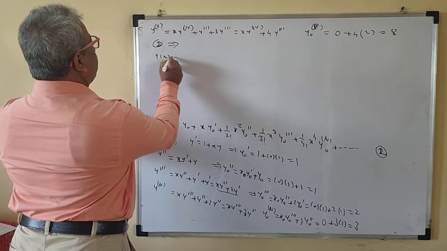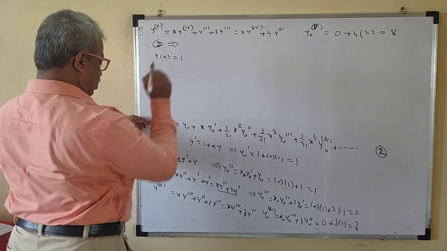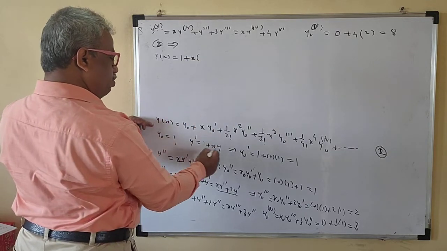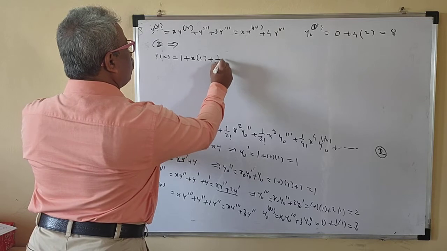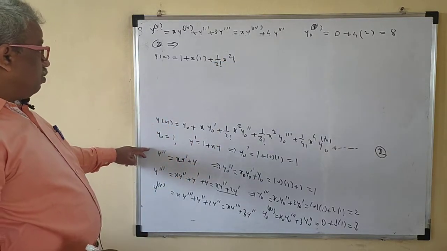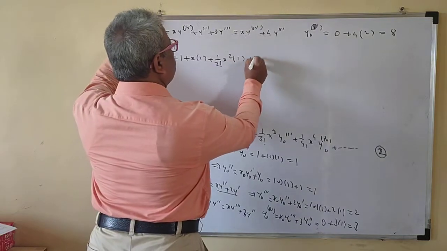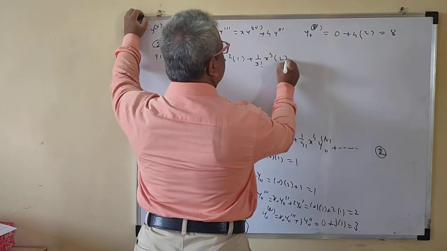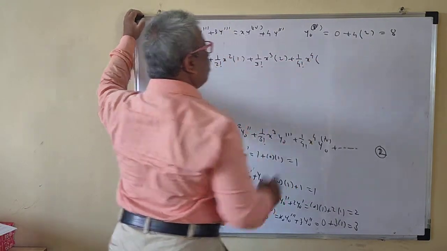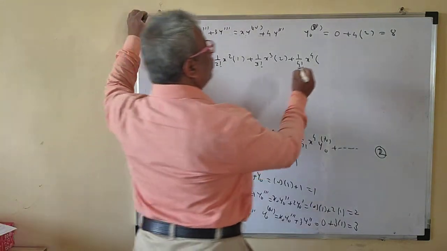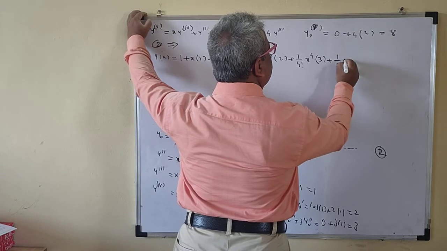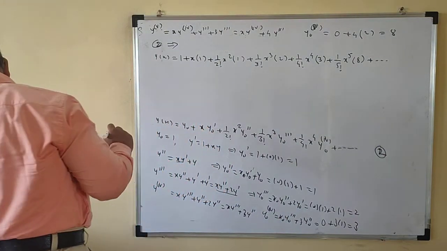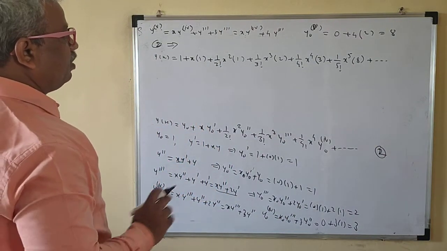So y of x is equal to, what is your y naught? It is 1, plus x times y naught prime, which is 1, plus 1 upon 2 factorial x square times y naught double prime, which is 1, plus 1 upon 3 factorial x cube times the third derivative, which is 2, plus 1 upon 4 factorial x to the power 4 times the fourth derivative, which is 3, plus 1 upon 5 factorial x to the power 5 times 8, plus dot dot dot. So you will get this as it is.